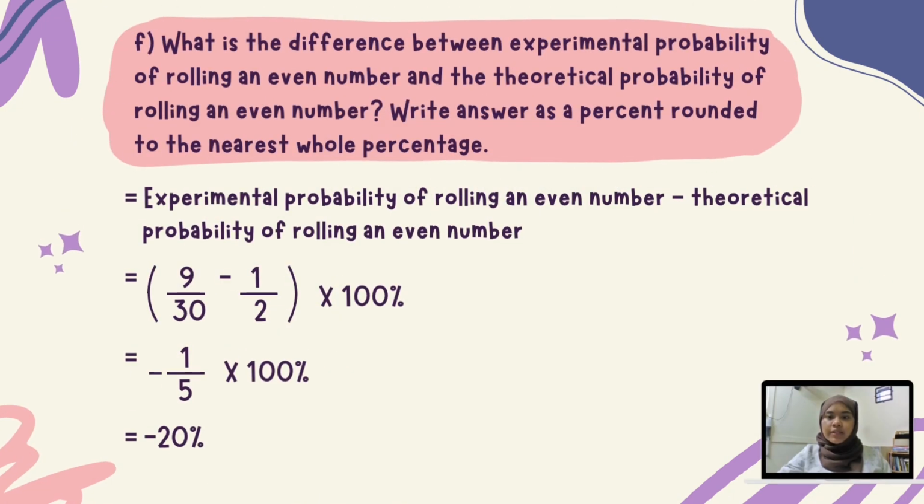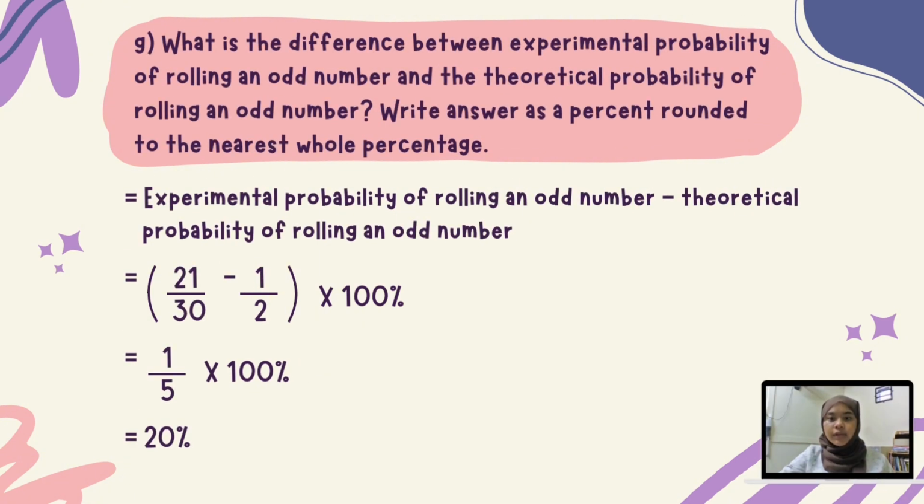Question F. What is the difference between the experimental probability of rolling an even number and the theoretical probability of rolling an even number? Write the answer as a percent rounded to the nearest whole percentage. Equals experimental probability of rolling an even number minus theoretical probability of rolling an even number equals 9 over 30 minus 1 over 2 multiplied by 100% equals negative 1 over 5 multiplied by 100% equals negative 20%.